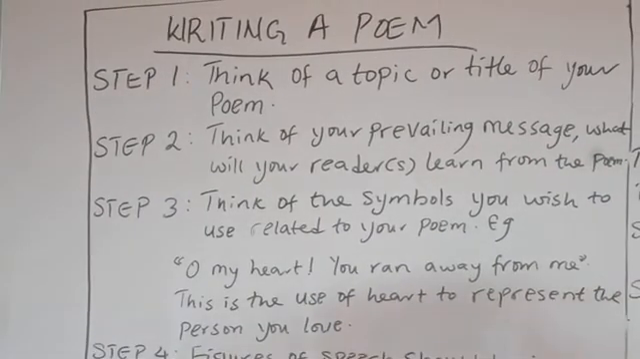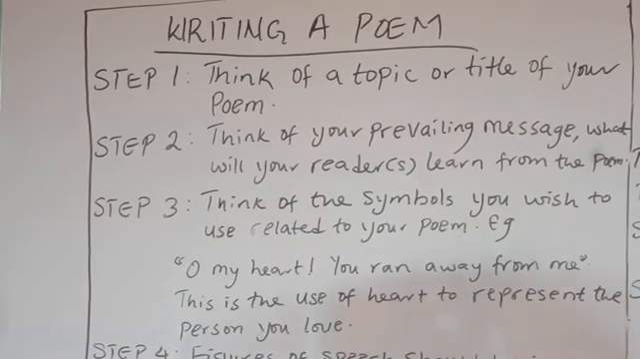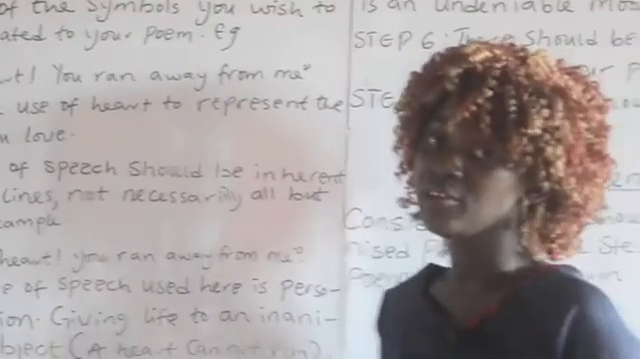Step 2, think of your message, your prevailing message. What are you selling? What are your readers likely to get from your poem? What's the message you are giving? Then the third thing you need to think about is the symbols you wish to use. Write down the symbols you wish to use in writing your poem.